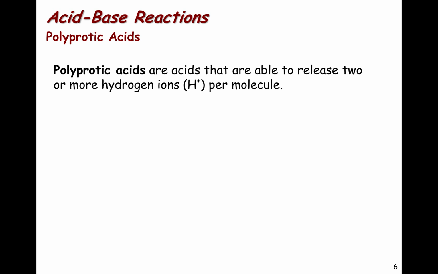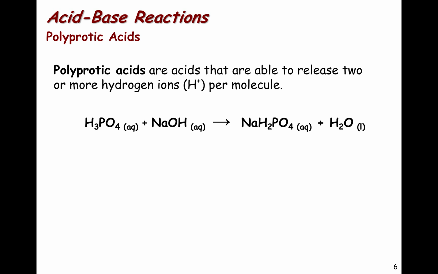In certain cases, the acids can be polyprotic acids. In other words, there's more than one ionizable hydrogen ion. And so in this case, the stoichiometry of the reaction has to be adjusted to account for that. So, as an example, if we take phosphoric acid, which is a triprotic acid, and react it with sodium hydroxide, it turns out that the first hydrogen ion comes off relatively easily to produce sodium dihydrogen phosphate and water.